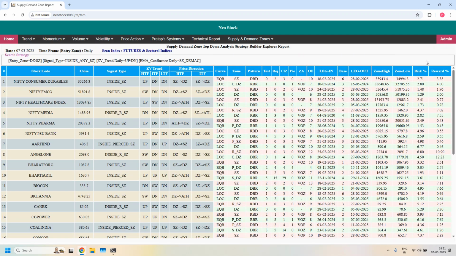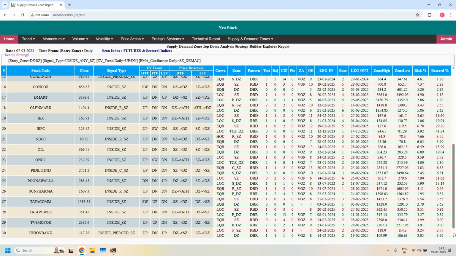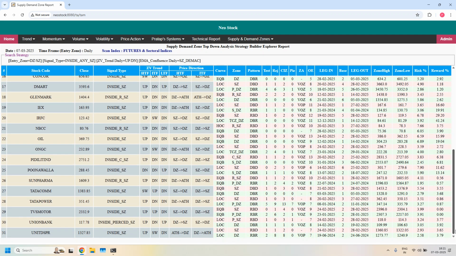So with these filters, now the list has come down. First 15 stocks in the list. I am scrolling the list down. So total 31 stocks are filtered. So all of these have current price closed inside the daily supply zone, and the daily supply zone is having daily EMA confluence. So this is about the daily time frame.